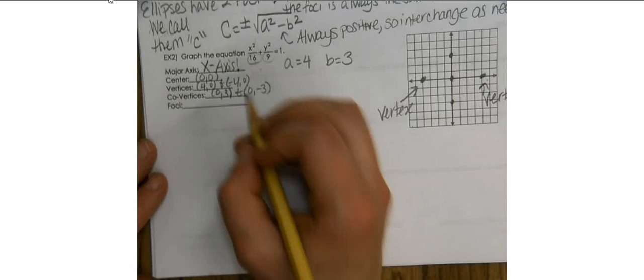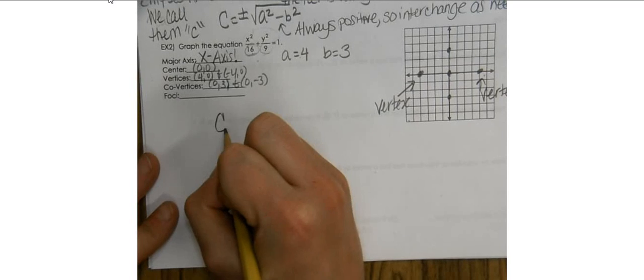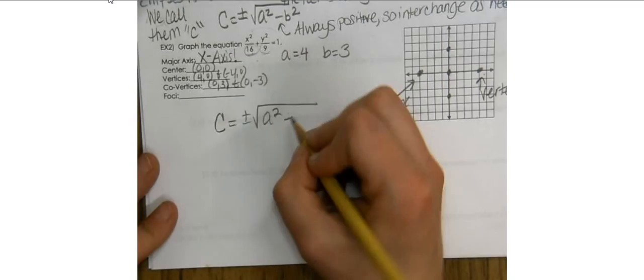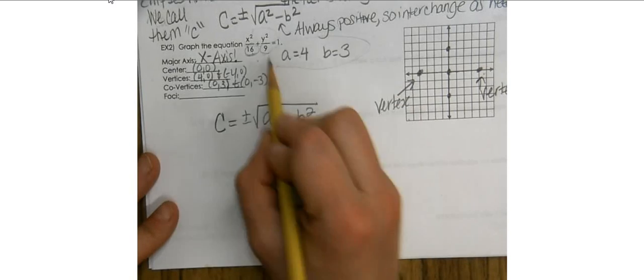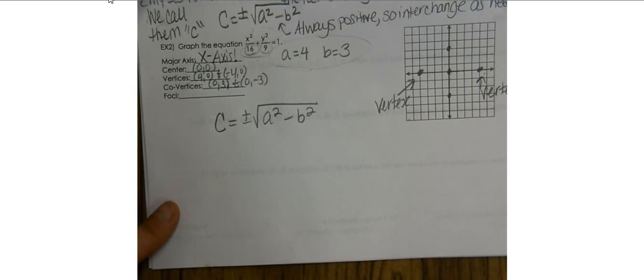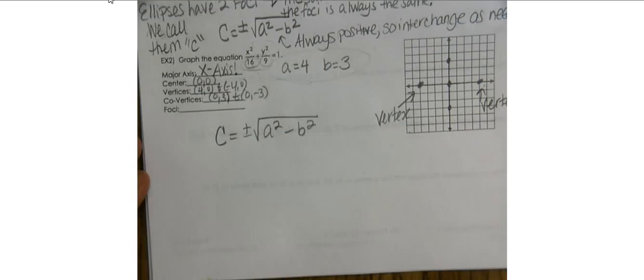And now I need to find my foci. So my foci, that's going to be c equals plus or minus the square root of a squared minus b squared. But remember I said to just use these values and interchange them. It doesn't matter if a is first or b is first. You want large minus small.